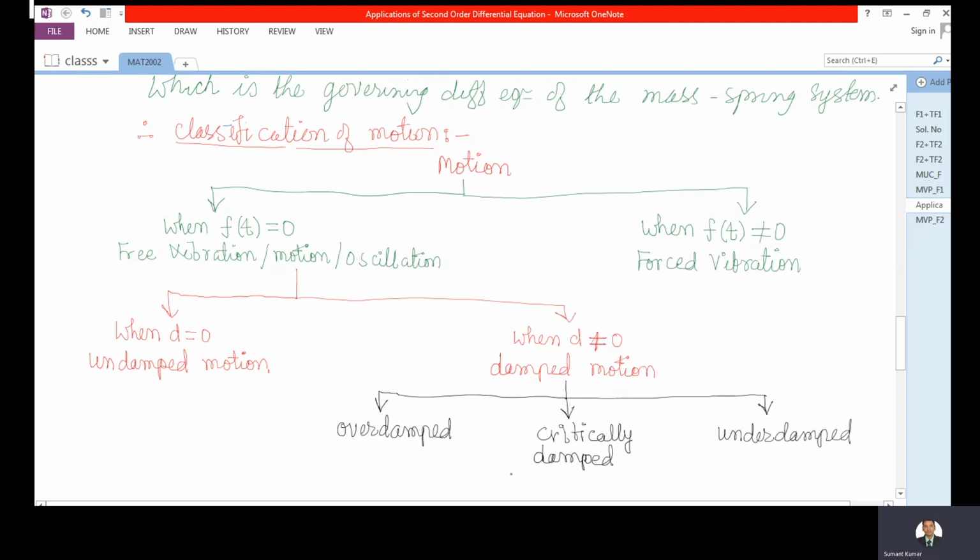So now suppose the motion is free damped. It means f of t is 0 and d is not equal to 0. So accordingly you will decide the governing differential equation. Suppose the motion is undamped free motion. It means d is 0 as well as f of t is 0. So accordingly you will decide the differential equation.